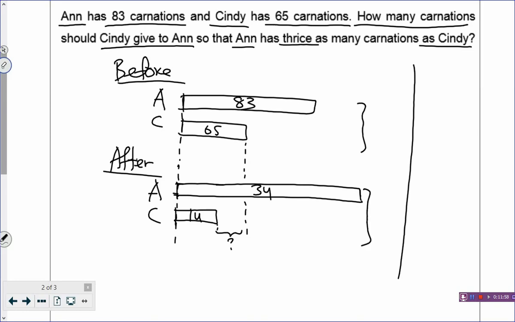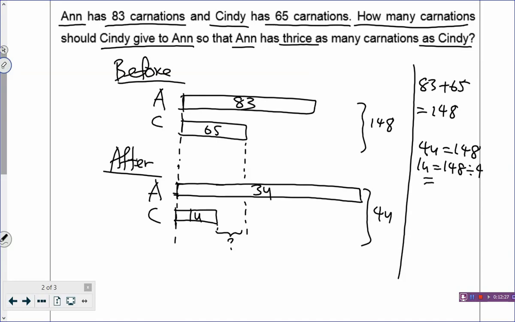So what's the total at first? You have 83 plus 65, and you will get 148 altogether at first, right? And then what's the total in the end? You count the units. Altogether, they have 4 units in the end. If the total is unchanged, your 4 units is equal to 148, so your 1 unit is 148 divided by 4. Let's divide, and you will get 37. So your 1 unit is 37.